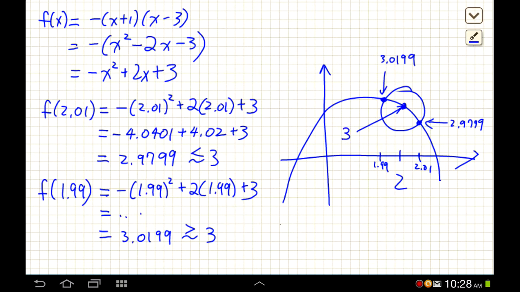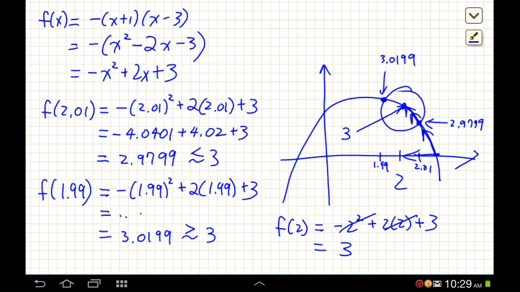Okay, so if we were to now evaluate f at 2, this gives us negative 2 squared plus 2 times 2 plus 3, which gives us the value 3. In this case, you can see our limit as x approaches 2 from the right. Remember, from the right is this way. Approaching from the right, the y value gets closer and closer to 3 from below.